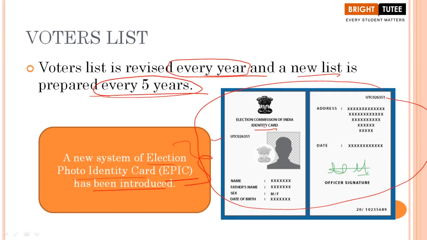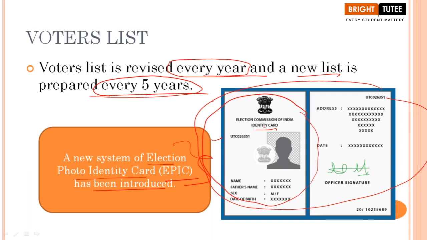So basically this Election Photo Identity Card is an identity card document issued by the electoral registration officer. It contains the details of the elector, like the name, the father's name, the gender, date of birth, address, and also the date. Here you can see the officer's signature is also there, right? So these are the details of the person who is going to vote. Correct students? And why has the government issued this? Why has the Election Commission of India issued this identity card?